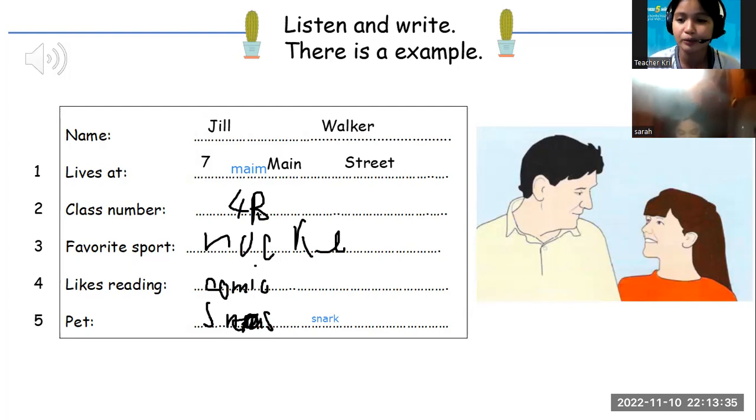Okay, so for class number, so Jill is in section 4B. Okay, that's right. And Jill's favorite sport is hockey. So hockey is spelled as hockey. Okay, and Jill likes to read. Okay, that's right, comics or comic. And Jill's favorite pet is snake. Okay, it's not snark, but snake.